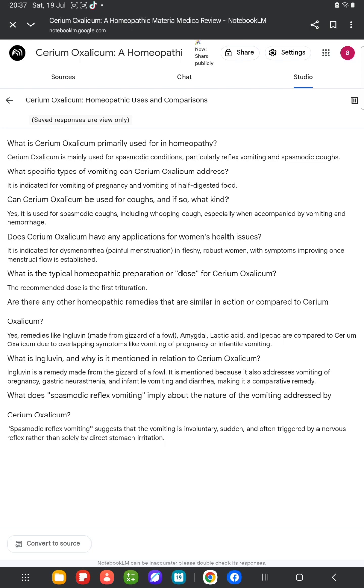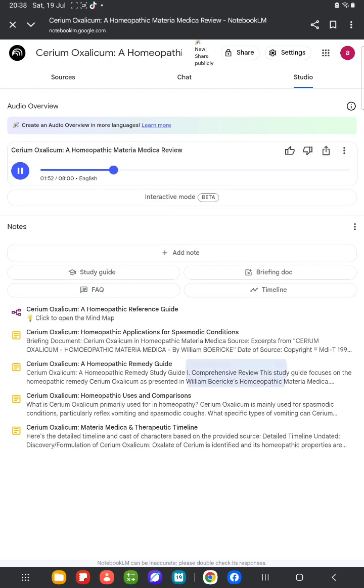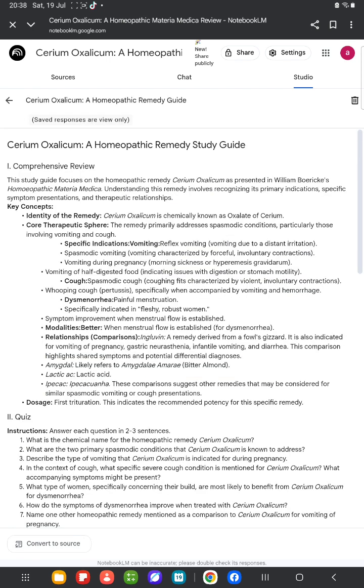Like boundaries. Precisely. And for Cerium Oxalicum, Boericke gets straight to it. He mentions spasmodic reflex vomiting and spasmodic cough. Ah, spasmodic. That word seems pretty important then. It really defines its main area. That implies something involuntary, like sudden, maybe intense muscle contraction. Exactly. For vomiting and coughing, the remedy was suggested when those things were driven by that kind of reflex, often quite violent. It wasn't just any cough or any vomiting. It was that specific quality of the symptom that they were matching it to.